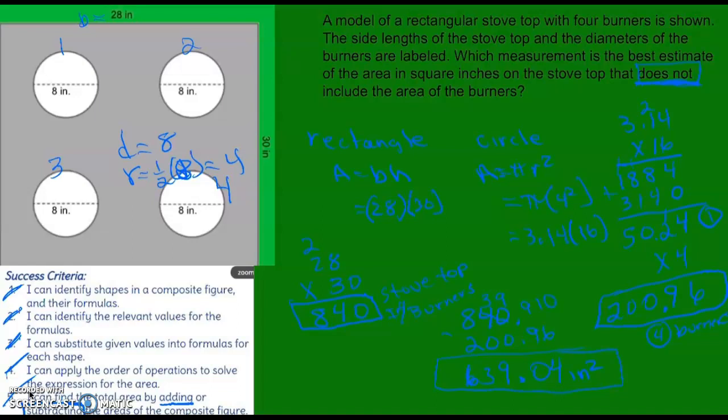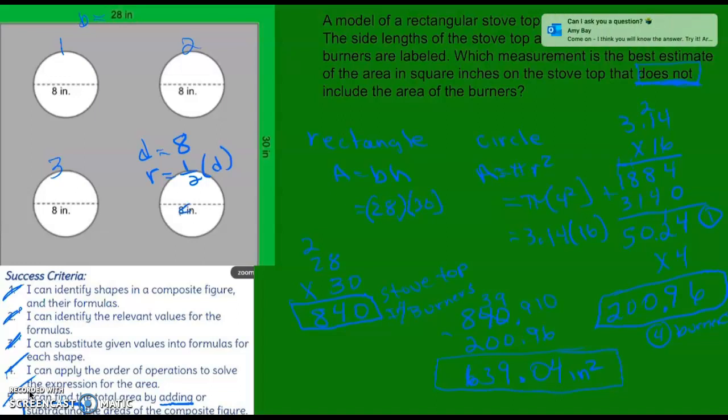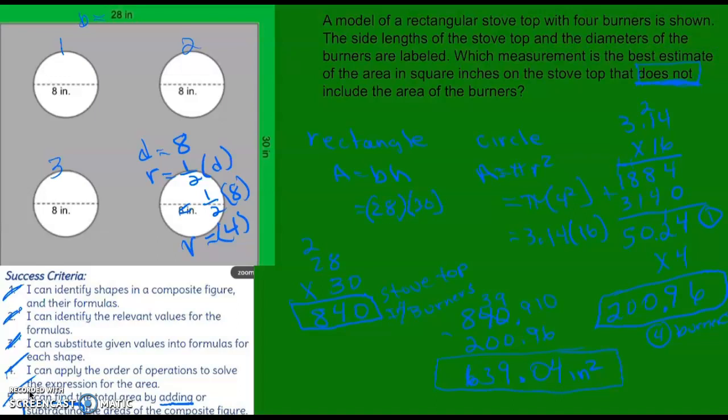Before I sign off though, let me fix this right here because I don't like the way that looks. Okay, I'm going to rewrite that. Remember that the diameter is 8 and the radius is equal to half the diameter, which would be half of 8, and half of 8 will be 4. So therefore my radius will be 4. Okay, and that is why I ended up using 4 over here.